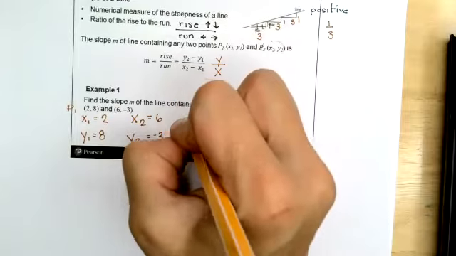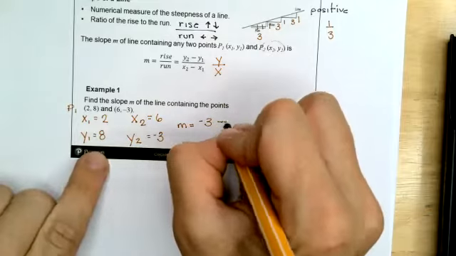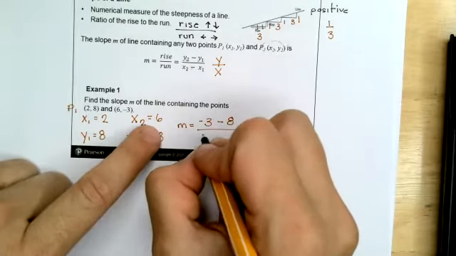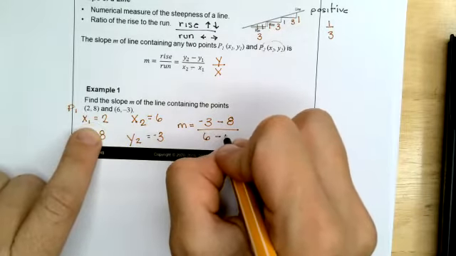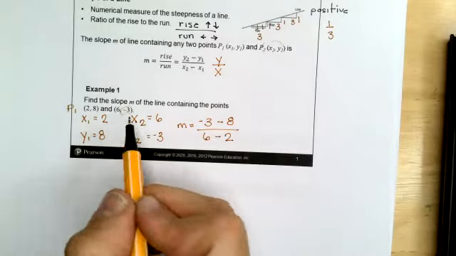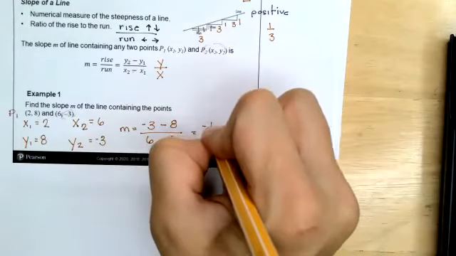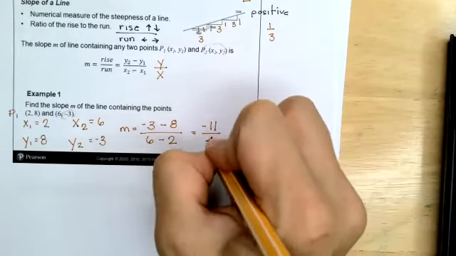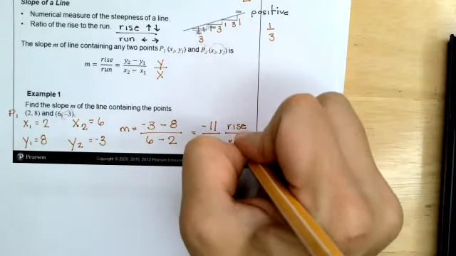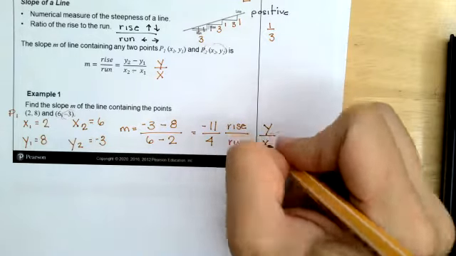So slope is y2 minus y1. So I'm going to say -3 minus 8, even though it was a +8, that minus sign. And then x2 was 6 minus 2. So they were all positive except for the -3. -3 minus 8 is a -11. 6 minus 2 is a +4. Okay, so we're going to rise -11 and run 4. We're going to go -11 on y and +4 on x.